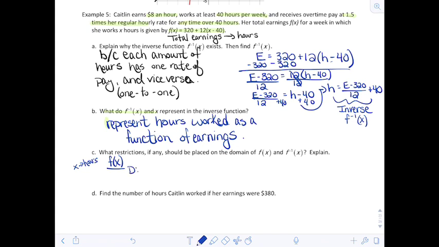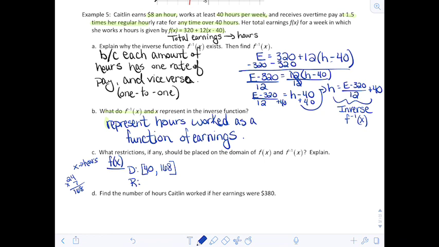Well, a realistic domain would be at bare minimum 40 hours. Now, at the maximum, which maybe is not as realistic, a maximum would be to figure out how many total hours there are in a week. So 24 hours in a day times 7 days a week is 168 hours in a week. So those would be the possible domain values to be able to be plugged in.